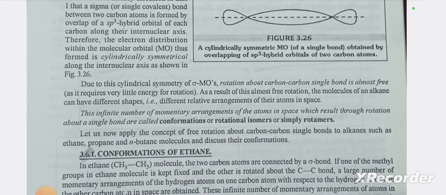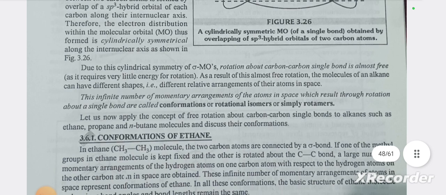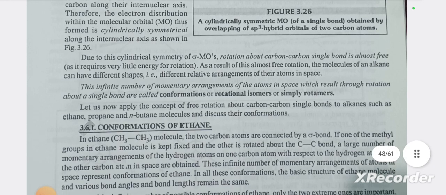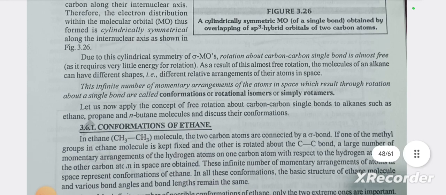As a result of this almost free rotation, the molecules of an alkane can have different shapes, that is, different relative arrangements of their atoms in space. This infinite number of momentary arrangements of the atoms in space which result through rotation about a single bond are called conformations, rotational isomers, or simply rotamers.